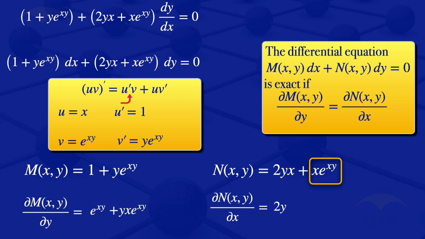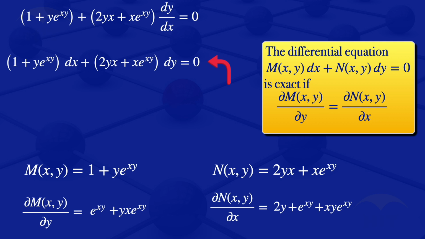Now for the product, it is equal to u'v. Our u' is 1, our v is e^(xy). So u' times v gives us e^(xy). So I write e^(xy) there. And then it's plus uv'. Our u is x, our v' is y e^(xy). So when we evaluate uv', it gives us xy e^(xy). So that's the partial derivative of N with respect to x.